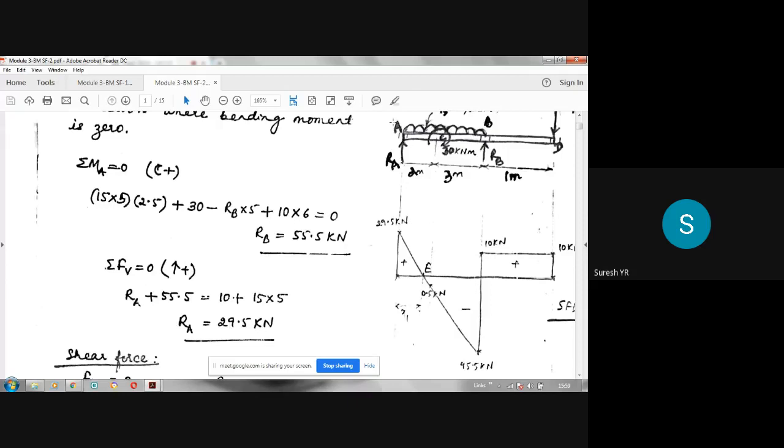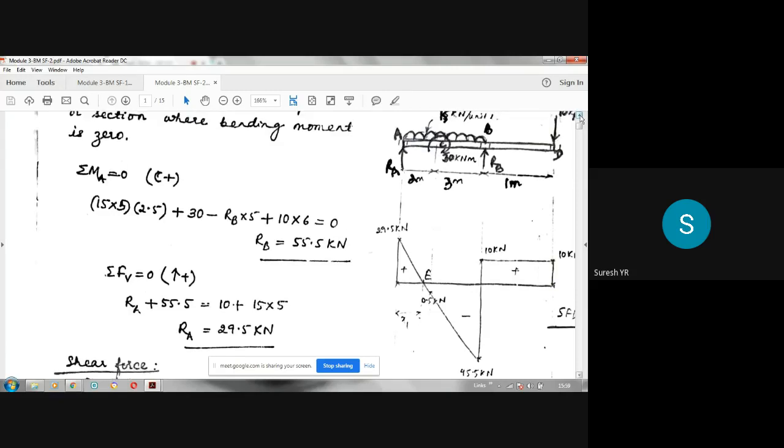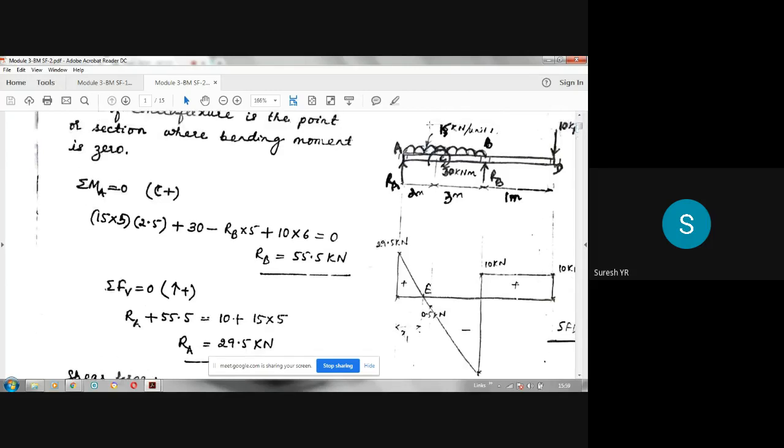Consider the left side of this and write down the bending moment expression. So RA into this distance. The distance is x2 I have taken. So 29.5 into x2, positive. Then UDL is there. UDL is acting downwards, so bending moment is negative. So minus 15 into x2, the distance over which that UDL is acting, divided by 2, because it acts at the midpoint.